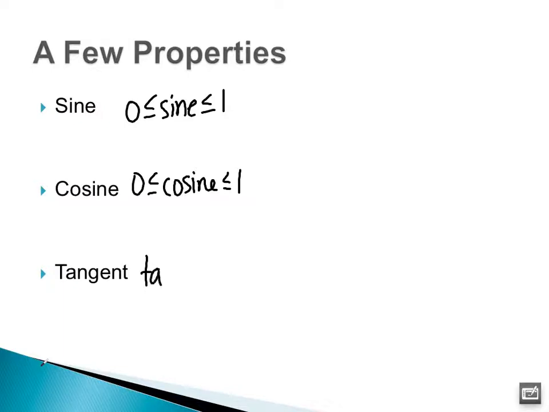All that we can say about tangent is that tangent is greater than or equal to 0. So tangent can be any number that's 0 or above. Again, these are just kind of good properties to know just so you can check your work.